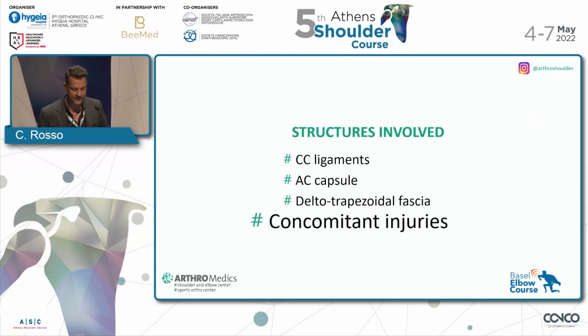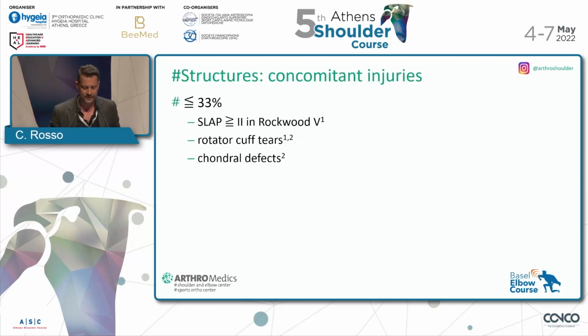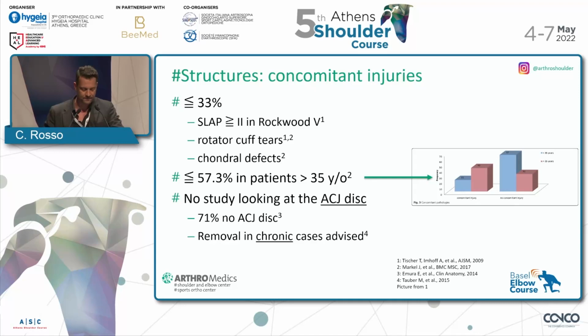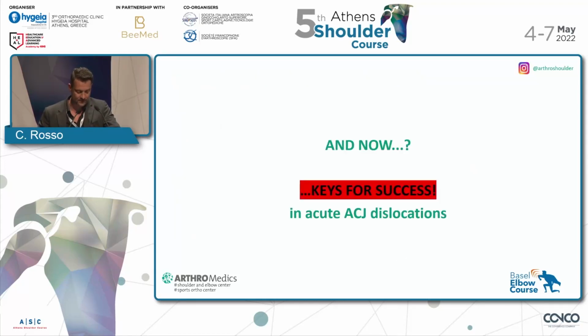Then, concomitant injuries. We only talk about the AC joint. However, we do have SLAP lesions, SLAP grade greater or equal 2, more in Rockwood 5 injuries, rotator cuff tears, and chondral defects. And in patients at my age, over 35, we see an increase in concomitant lesions such as rotator cuff tears. I didn't find any study looking at the AC joint disc in the acute setting. However, in the chronic setting, a removal is advised. But I didn't find anything. Maybe I didn't look correctly, but I didn't find anything.